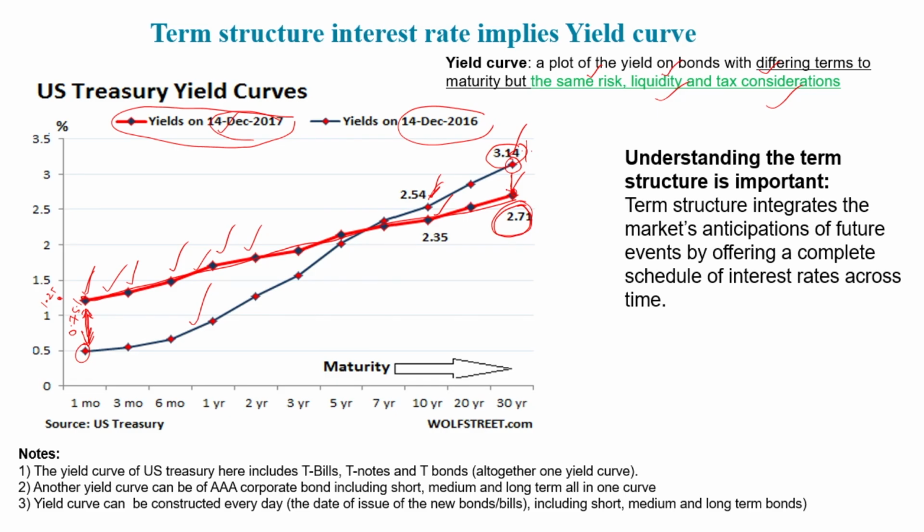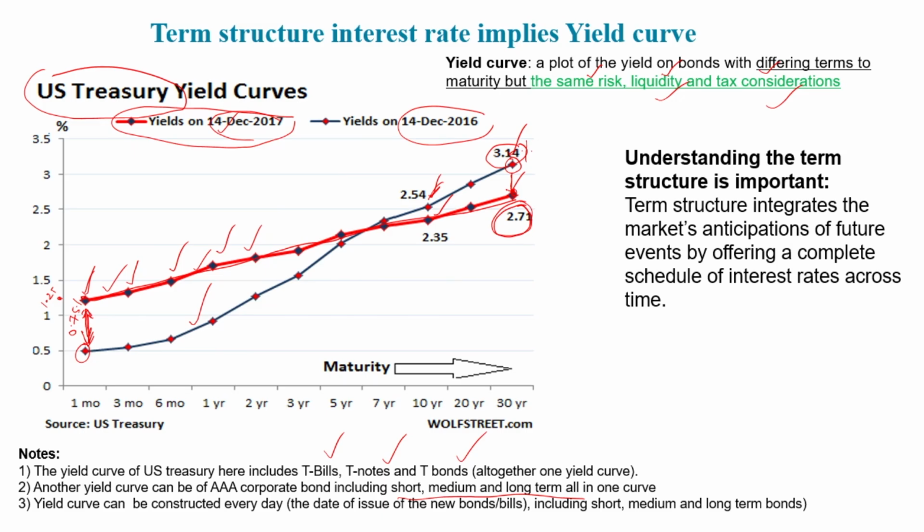So some important points to note: the yield curve of US Treasury here includes T-bills, T-notes and T-bonds all together in one yield curve. And another yield curve can be of AAA corporate bonds. Again, at that time, instead of this US Treasury yield, we will be saying AAA corporate bond, because that is the same risk. Again, we will be plotting the corporation issuing short term, medium term, long term, all in one curve. So yield curve can be constructed every day.